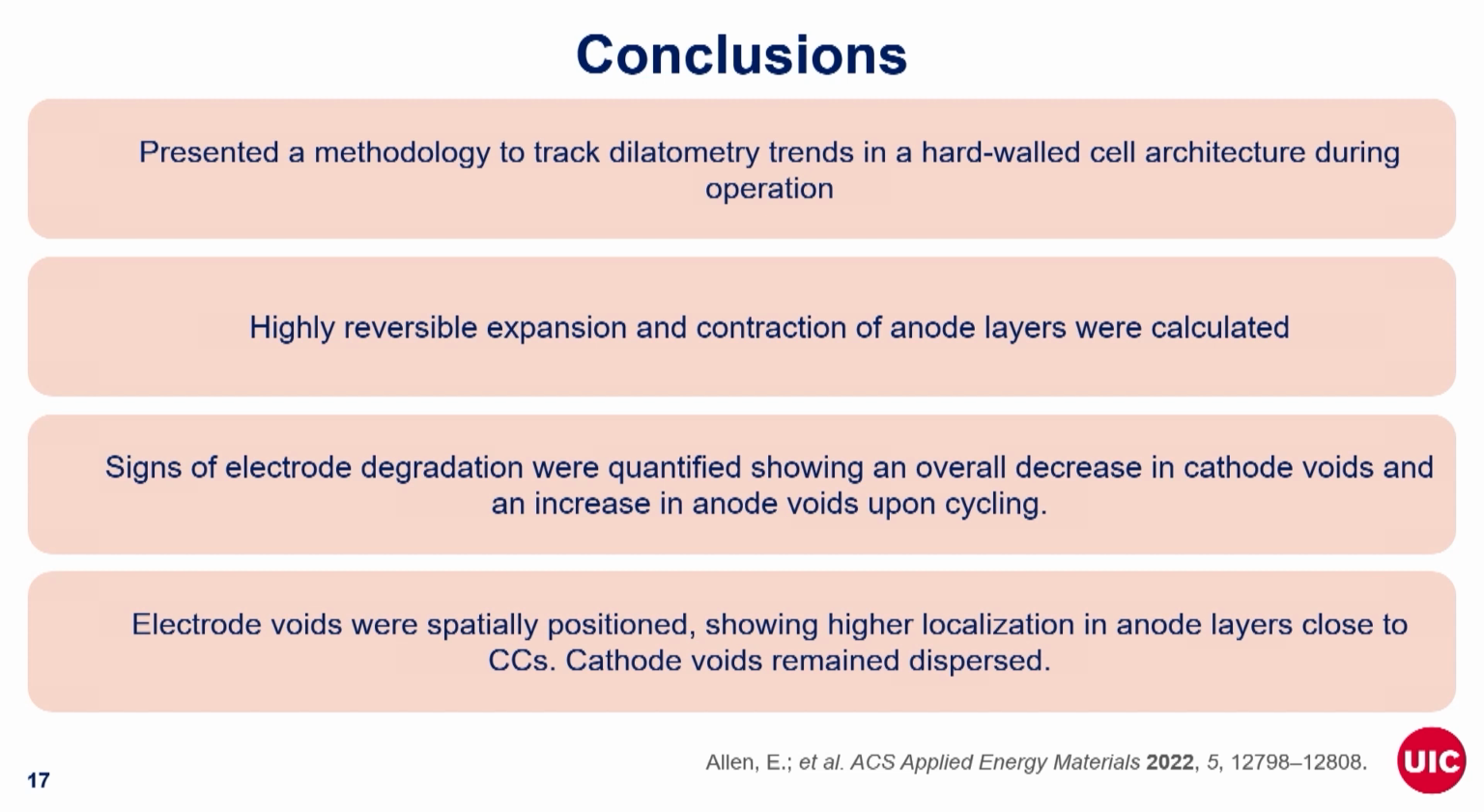And then we saw this overall decrease in cathode voids with a corresponding increase in anode voids upon cycling. And then showed this higher localization of voids within the anode layers close to the current collector, which could hint at delamination of your coating. And then cathode voids remain dispersed.